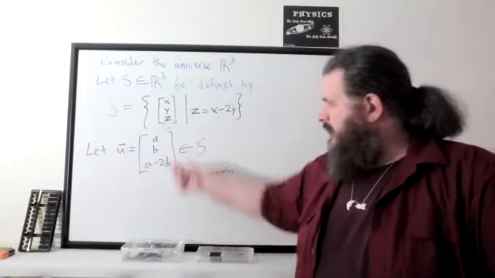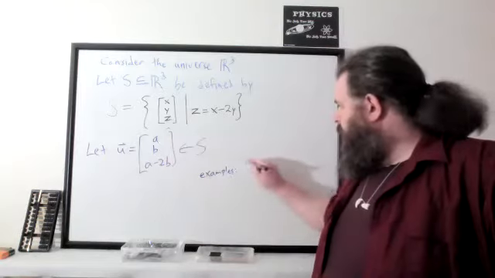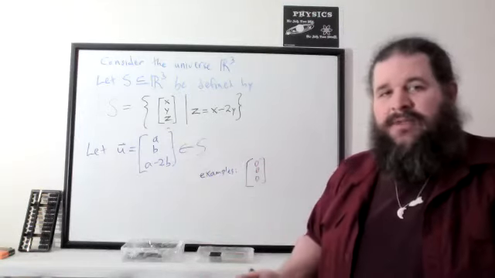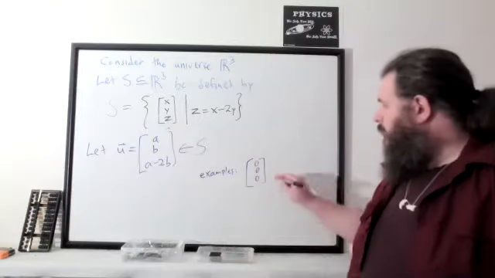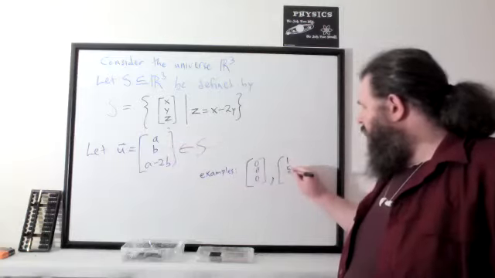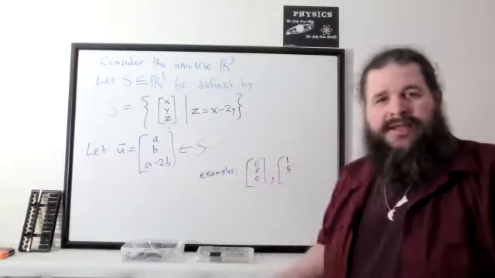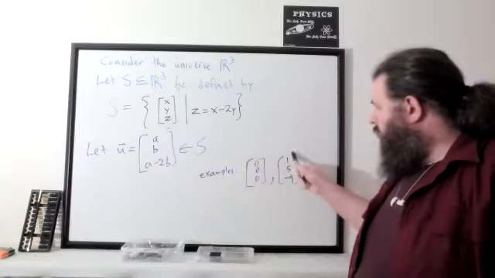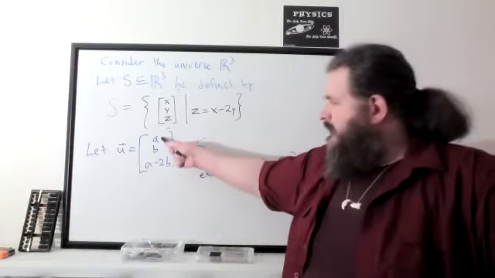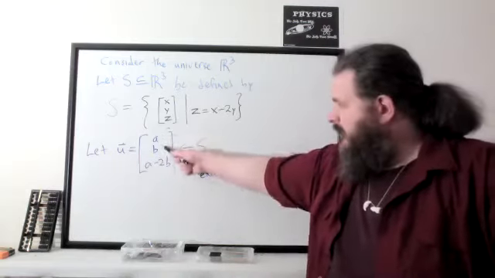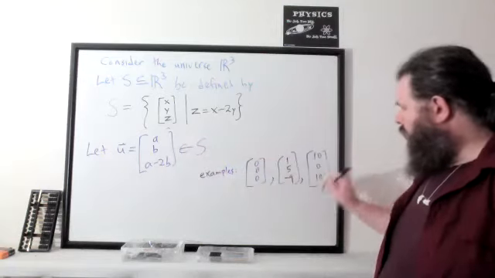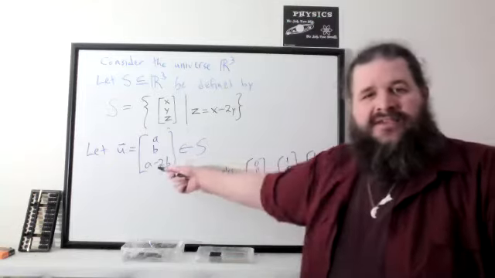For instance, you could say let A and B both be 0. Then you get 0, 0, 0. So the 0 vector is a member of set S, which it better be, because if it's not, then that's not a subspace. Or let's say we set A equal to 1 and B equal to 5. 1, 5, 1 minus 2 times 5 would be negative 9. So 1, 5, negative 9 is another member of set S. Or maybe you set A equal to 10 and B equal to 0. 10, 0, 10 minus 0. So these would all be examples of vectors in set S.